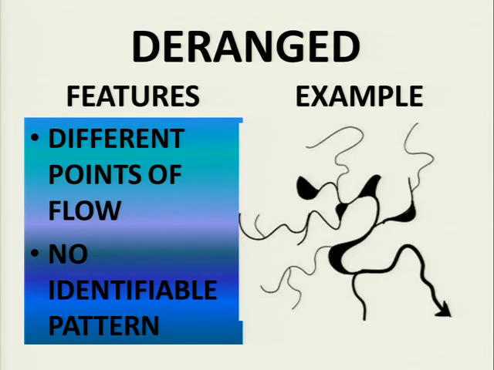It can follow any stream, any pattern. Okay, it goes to different points of flow, and as you can see, it flows into different marshes, different streams, not flowing in a certain pattern at all, like the rectangular or the trellis or the dendritic pattern.